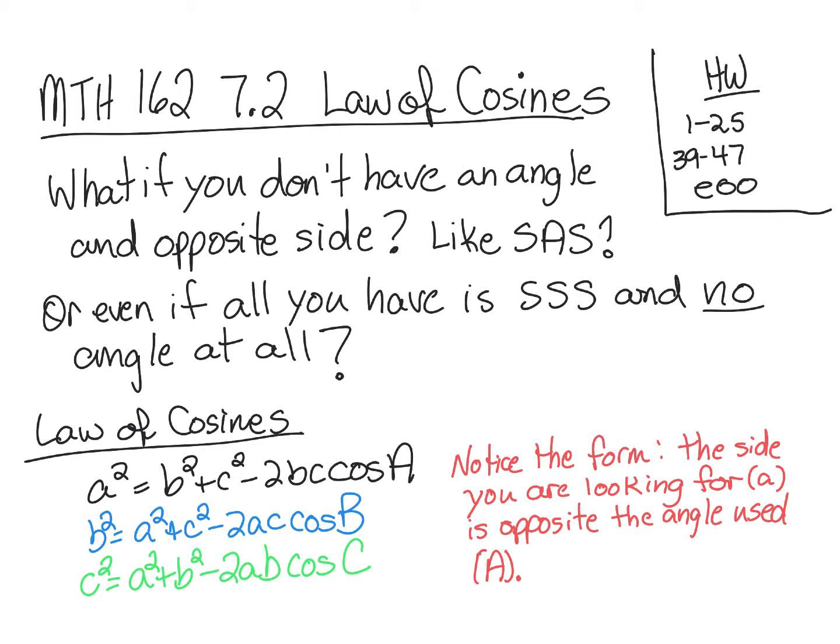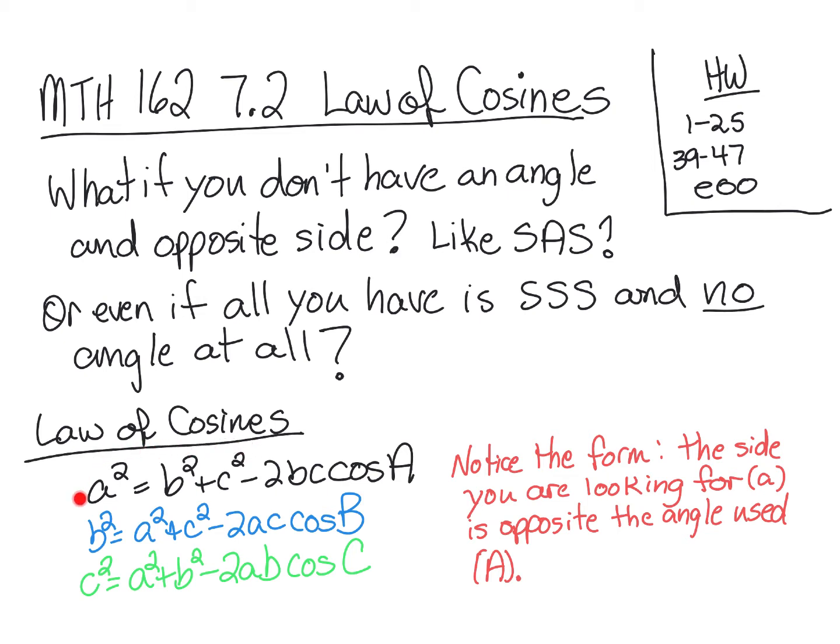7.2, the law of cosines. For the case when you don't have an angle with its opposite side, or like if you have a side and the angle between two sides, or you just have three sides, what are you supposed to do? Well, the law of cosines takes care of that. Look at this form right here.